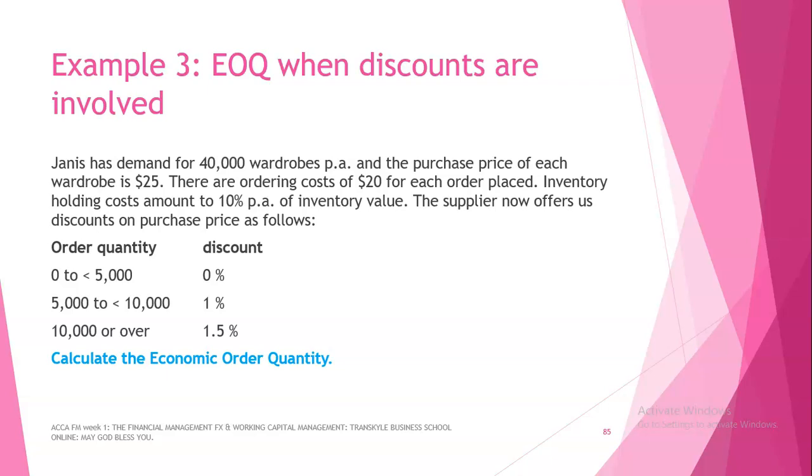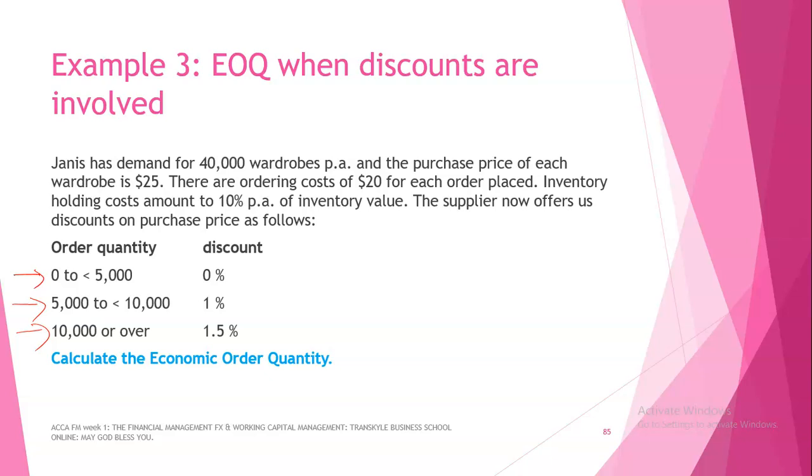So if we order quantities between 0 and 4,999, that is from 0 to less than 5,000 units, we are not going to get any discount. Then, if we order quantities from 5,000 to less than 10,000, then we are going to get a 1% discount. If we order 10,000 or above, we are going to get a 1.5% discount.